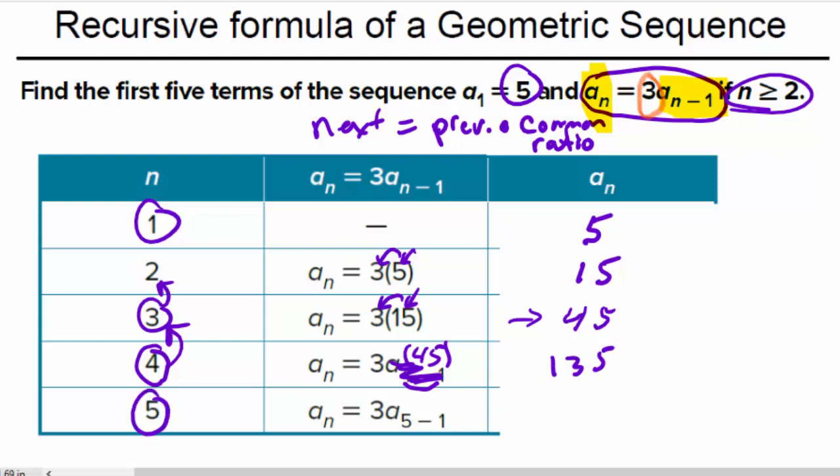And then to find the fifth term, we're going to go to the fourth term. So 5 minus 1 is the fourth term. So I'm going to substitute this with the previous term of 135. So 135 times 3, that leaves me with 405. So the first 5 terms are 1, 2, 3, 4, and 5 written right there.